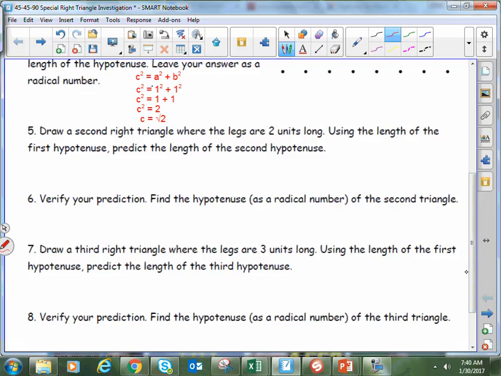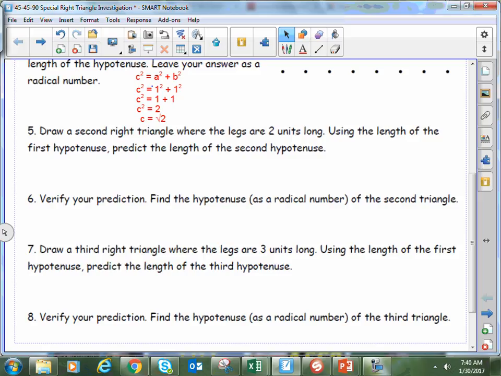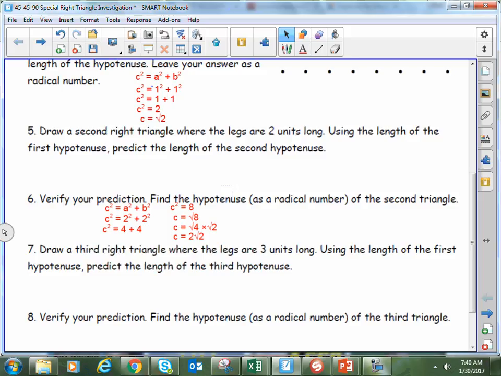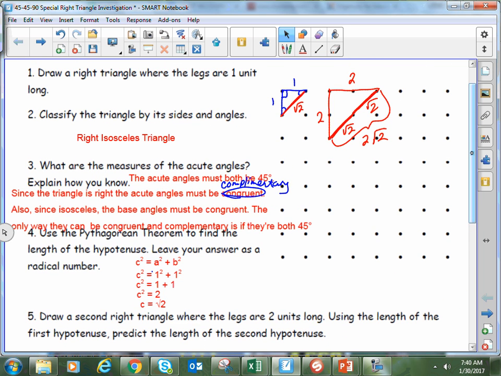Now, what does the Pythagorean theorem say? Verify your prediction. When I plug the side lengths into the Pythagorean theorem, I do get 2 radical 2. So 2 squared gives me the 4s. Add them together gives me 8. Square root of 8 can be broken up as the square root of 4 and the square root of 2. And the square root of 4 gives me a whole number 2 multiplied by the remainder radical 2.